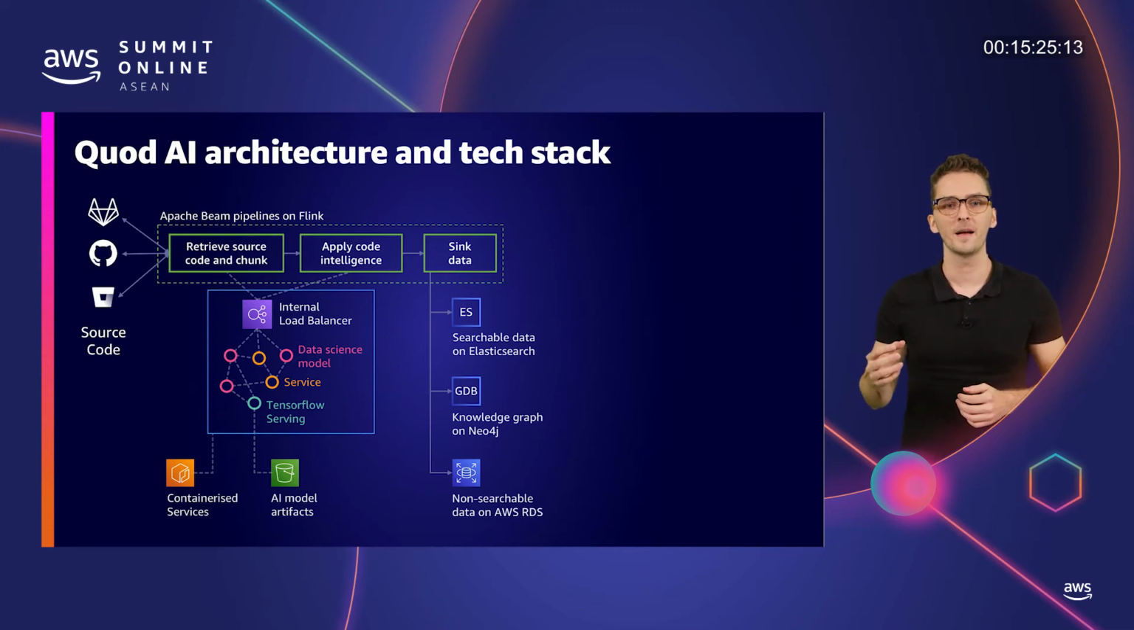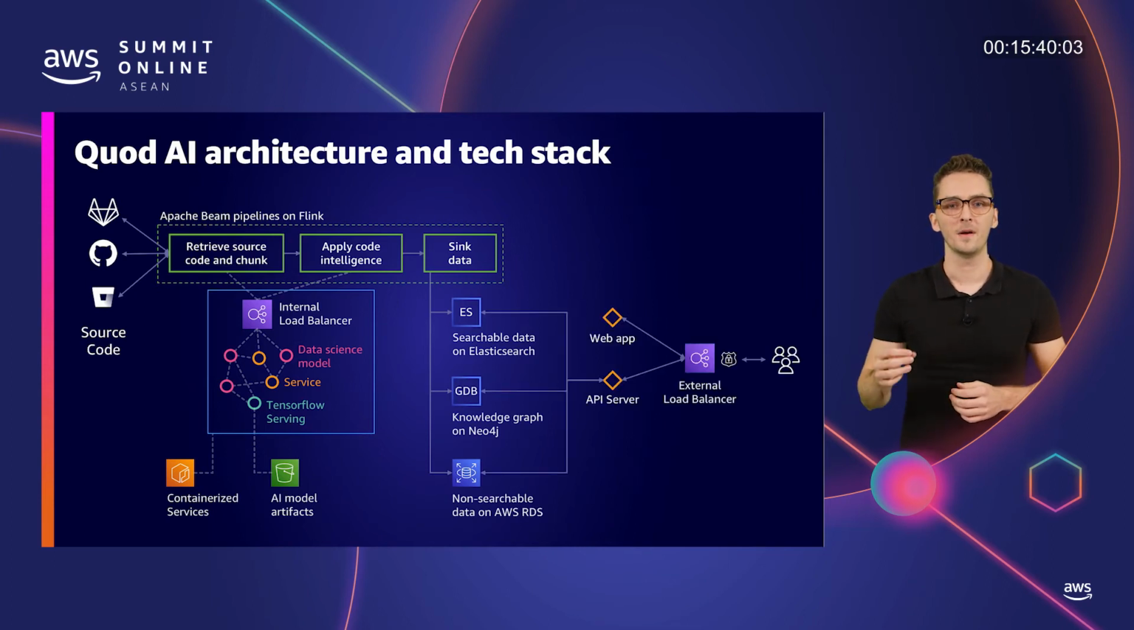Neo4j stores aspects of your code as a knowledge graph and allows us to extract hidden insights into how your code developed. Finally, AWS RDS stores large parts of the data, which you will see on the UI. From there, our API server and web app access the data and the code intelligence that you see in the UI. This is the only point where data leaves our VPC network.